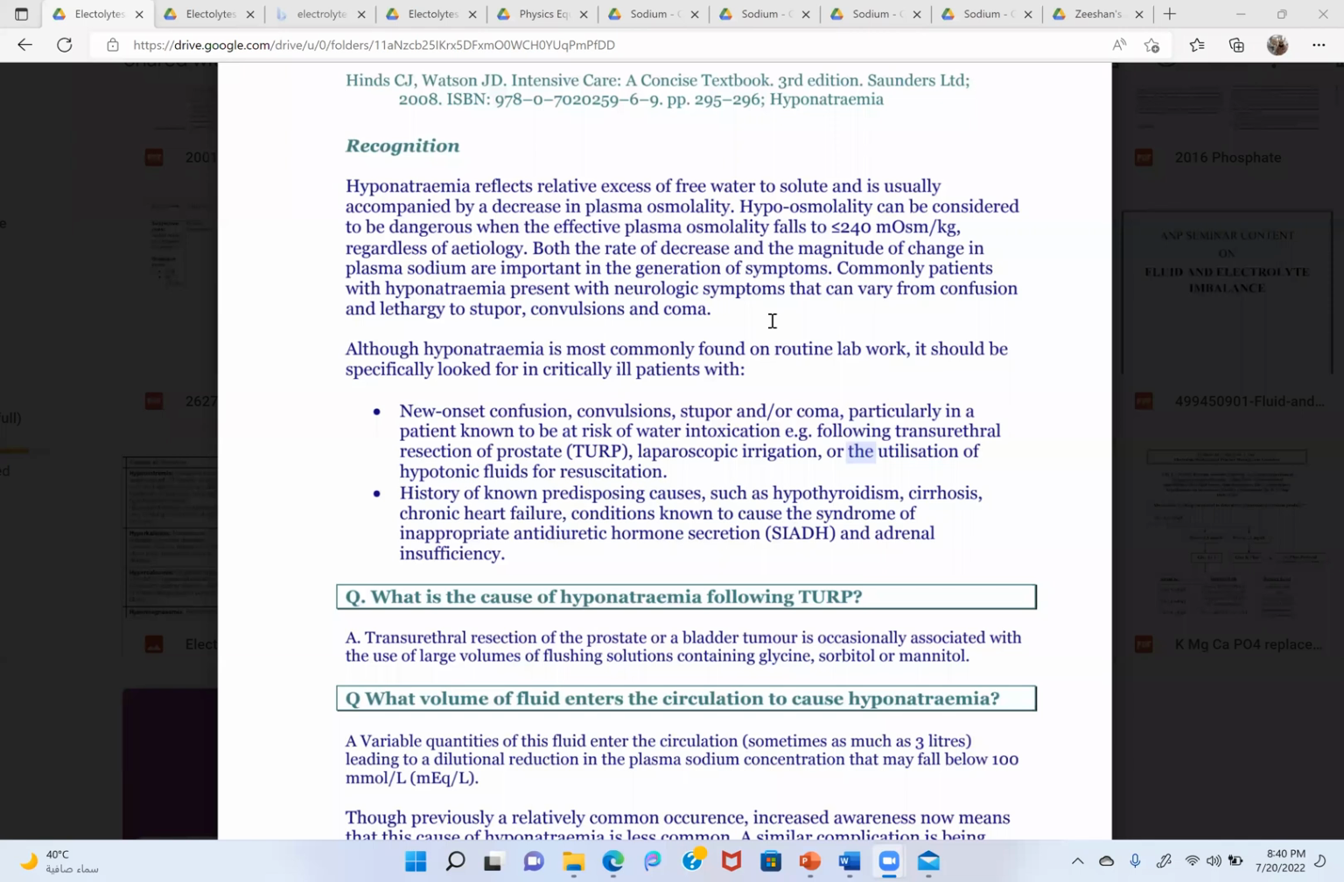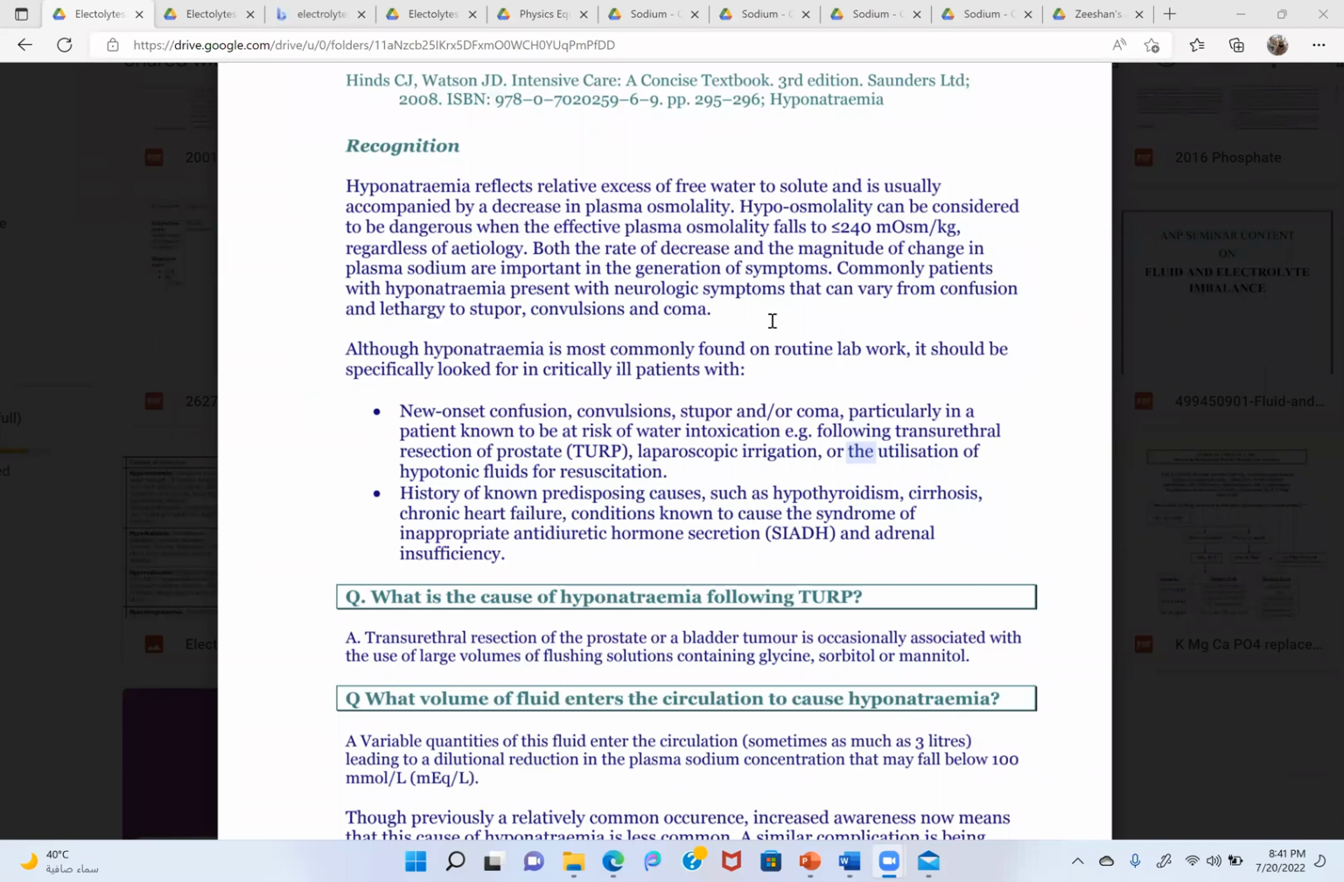Okay. And then you have to rule out some predisposing factors like hypothyroidism, cirrhosis, chronic heart failure. Okay. And syndromes, the conditions or medications which result in SIADH. Okay. So any problem in hypothalamus, any problem in adrenal, any problem in the mechanisms which are controlling the body volume, that will be related to heart, that will be related to liver, that will be related to kidney. So all of them will affect sodium.